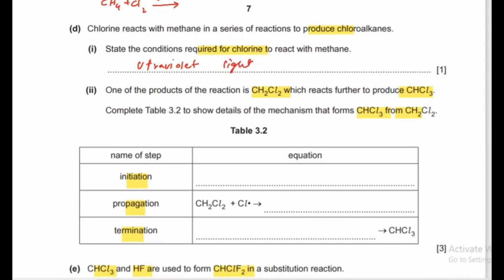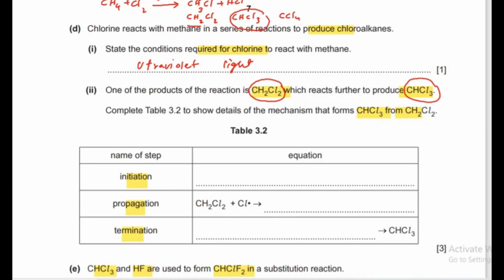One of the products of the reaction is CH2Cl2, which reacts further to produce CHCl3. There is a series of reactions where we substitute one hydrogen with one chlorine. The first product we get is CH3Cl, then HCl, then another hydrogen is replaced with chlorine. So we will get CH2Cl2, then CHCl3, and then CCl4. These are the four substituted products we may get when methane reacts with chlorine in the presence of UV light.